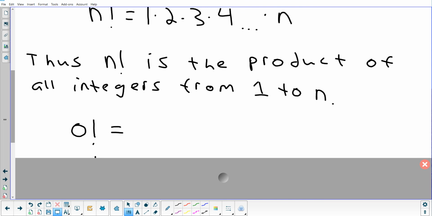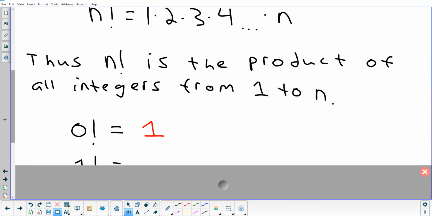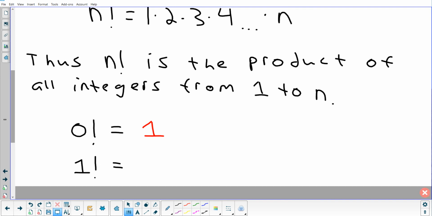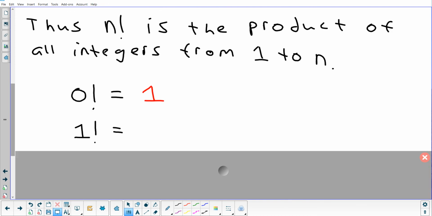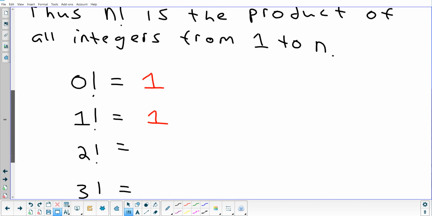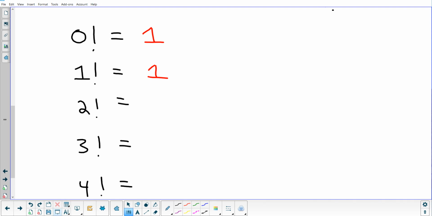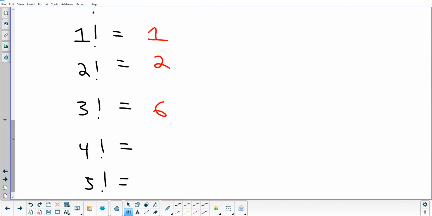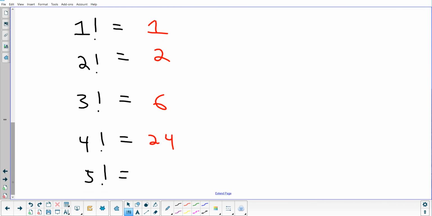0 factorial, that's kind of a special case. 0 factorial is defined to be 1. How about 1 factorial? The product of every number from 1 to 1. 1. How about 2 factorial? 2. 3 factorial? 6. 4 factorial? 24. And what about 5 factorial? 96.